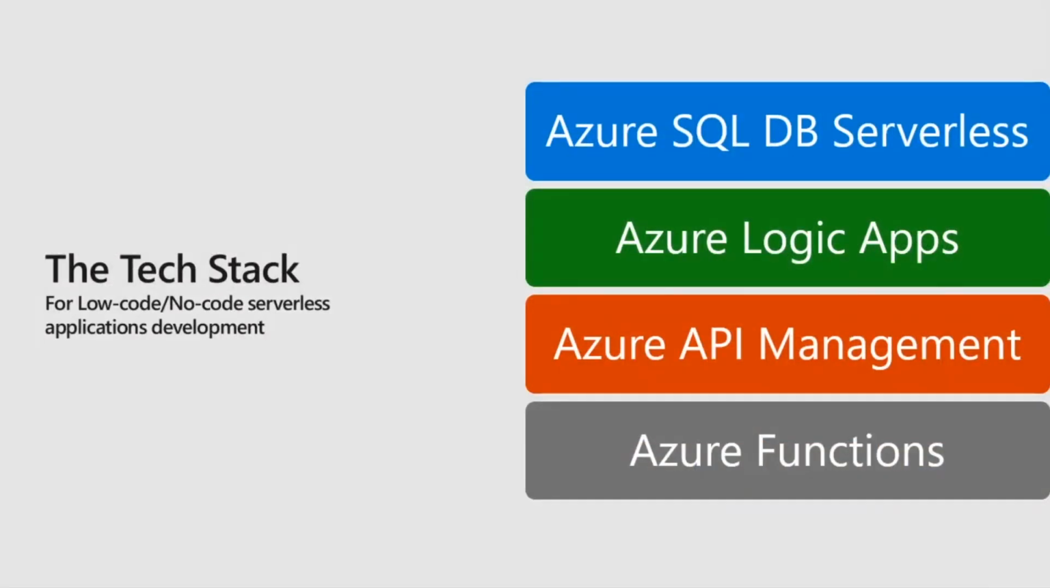So to start with the low-code, no-code approach, we will get a brief introduction to these Azure serverless resource types. They are Azure SQL Serverless Database, Azure Logic Apps, Azure API Management, and Azure Functions. And later we will implement a serverless REST API using these components and a low-code, no-code approach.